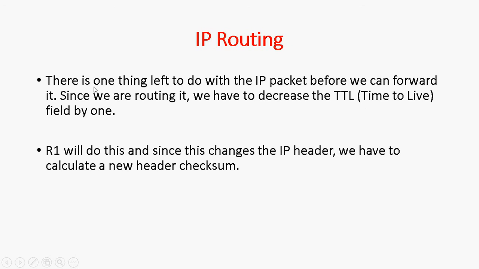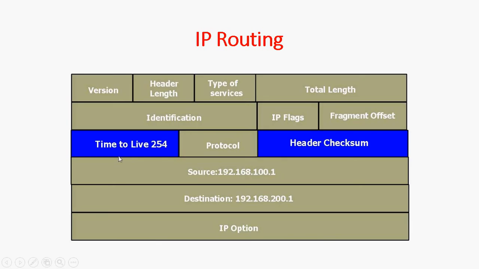Okay, there is one thing left to do with the IP packet before we can forward it. Since we are routing it, we have to decrease the TTL of the IP packet. R1 will do this, and since this changes the IP header, we have to calculate the new header checksum. Time to live changes from 255 to 254 and we recalculate the header checksum. That's why I highlighted both time to live and header checksum.